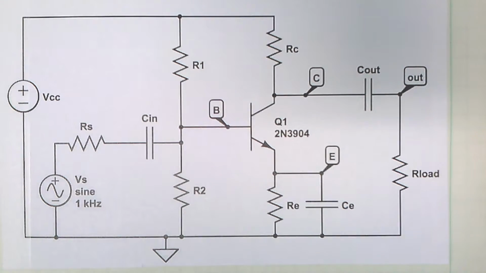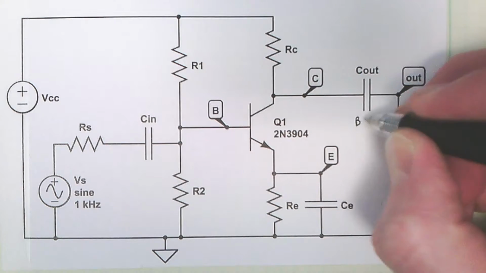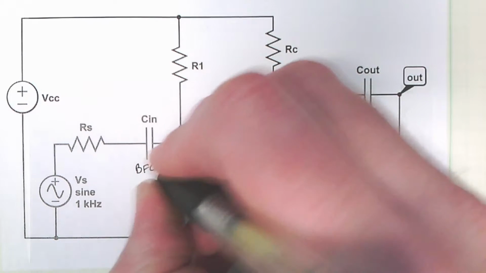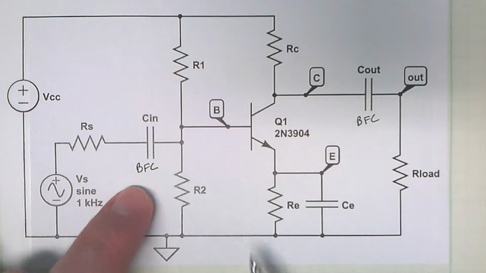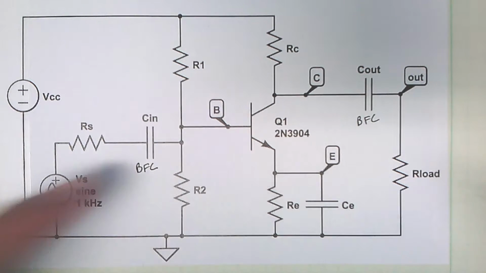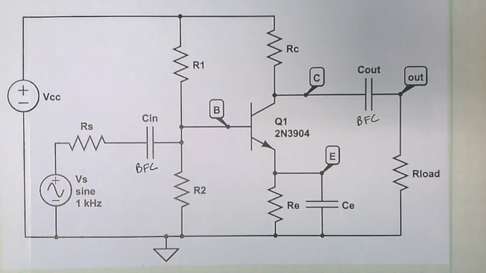We're going to call both of these capacitors BFCs: big fat capacitors. That means that they are a short circuit at any frequency of interest. Right? So we look at that. That's going to be short circuit.